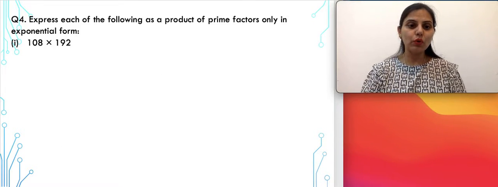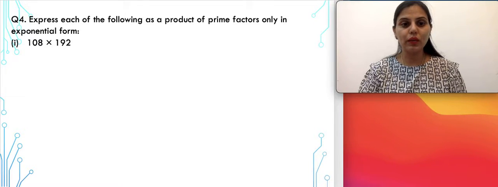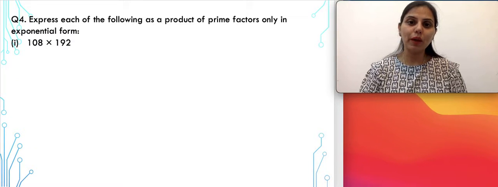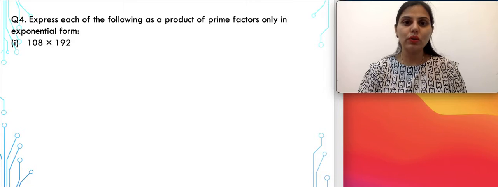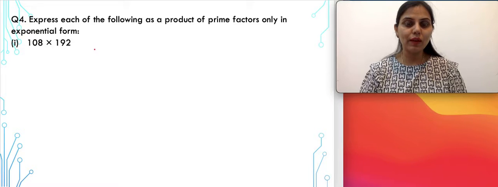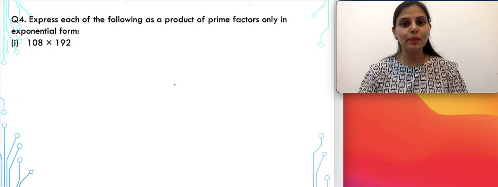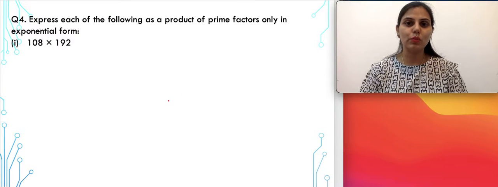In question number 4, it says express each of the following as the product of prime factors only in exponential form. Now, if you remember, you have studied about the prime factorization earlier also. So, the same method of prime factorization we are going to apply here also. So, here as you can see, there are two numbers which are given. Separately, we are going to express both of them in the form of prime factorization, and we are going to express the answer in exponential form.